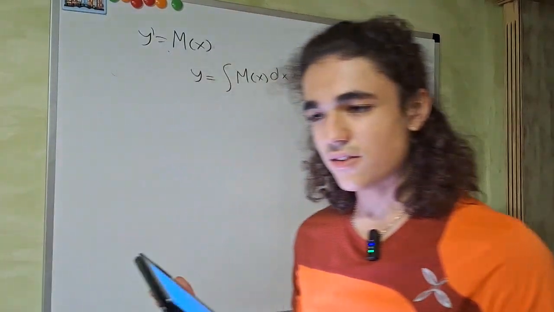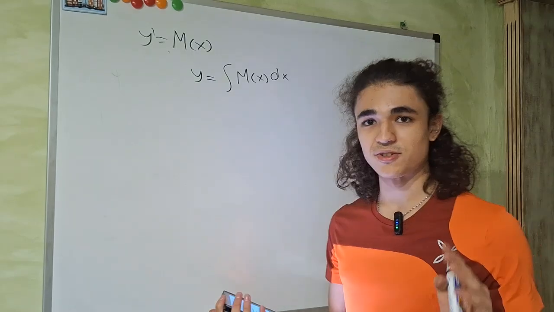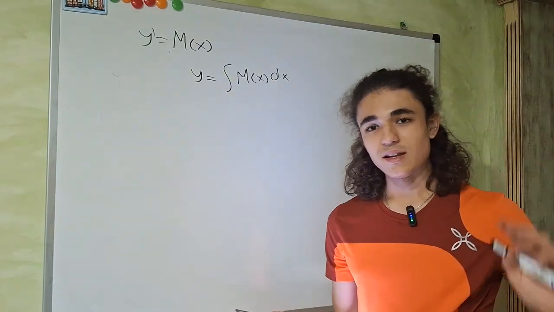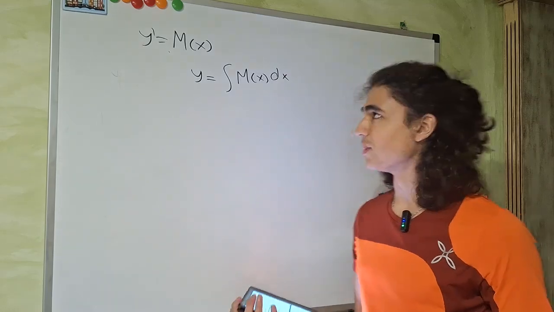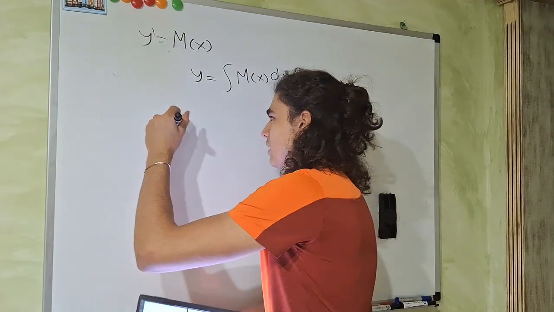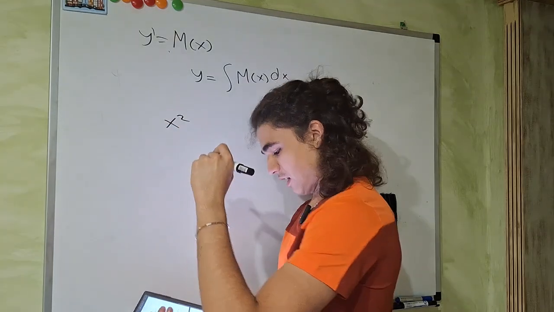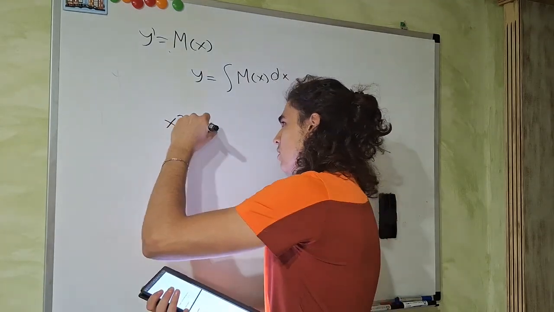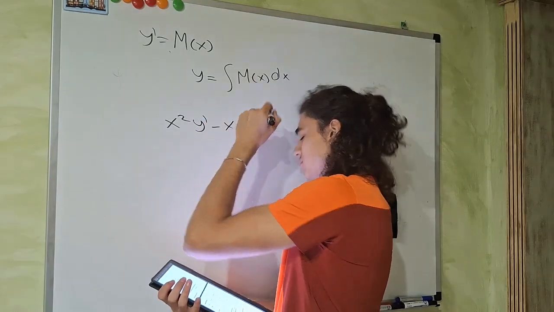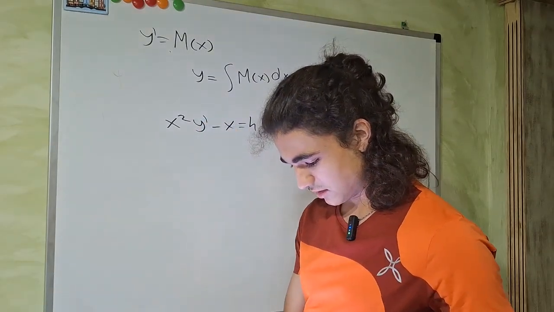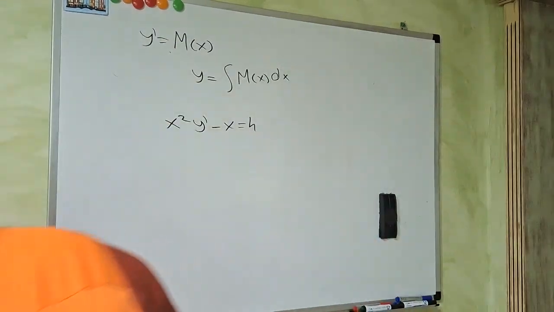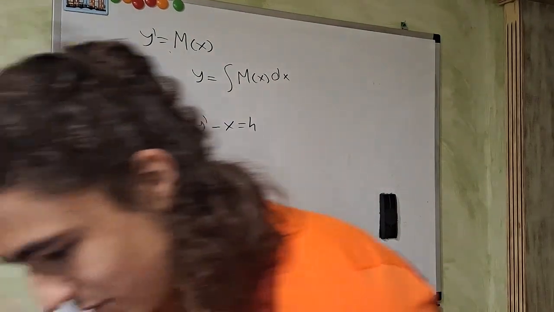And the important thing about differential equations is not how to solve them, it's how to arrange them in a way that you can solve, because you recognize what equation it is. So x squared y prime minus x equals 4. Okay, here's the example. I think it's the last example.